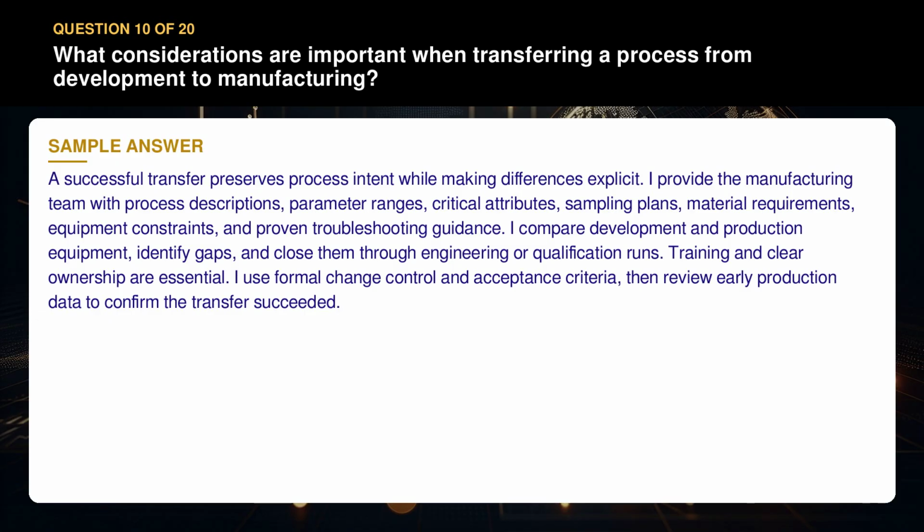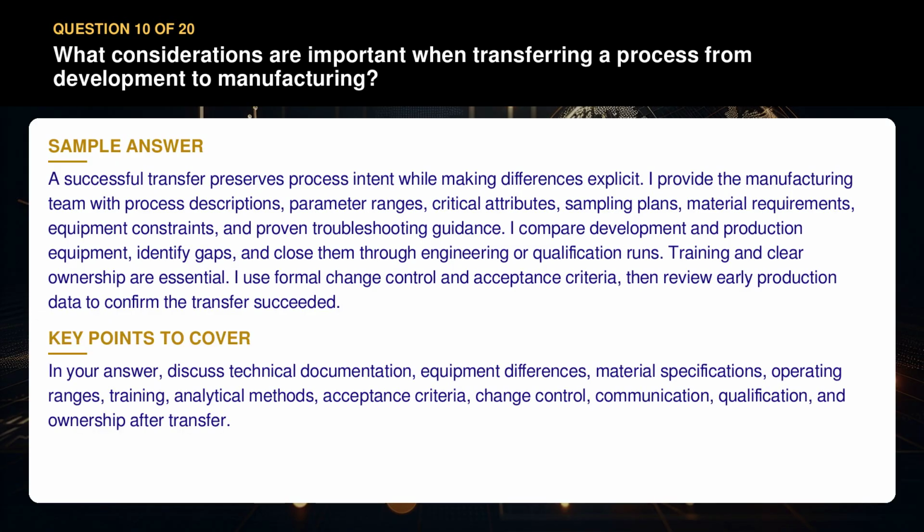Training and clear ownership are essential. I use formal change control and acceptance criteria, then review early production data to confirm the transfer succeeded. In your answer, discuss technical documentation, equipment differences, material specifications, operating ranges, training, analytical methods, acceptance criteria, change control, communication, qualification, and ownership after transfer.